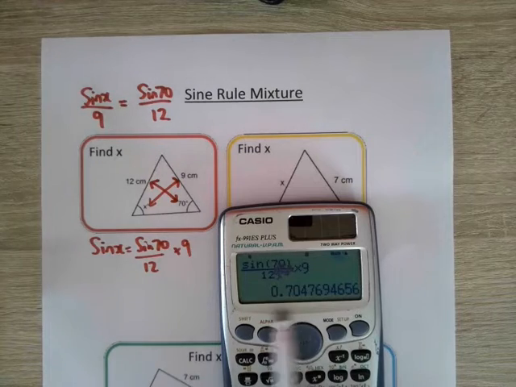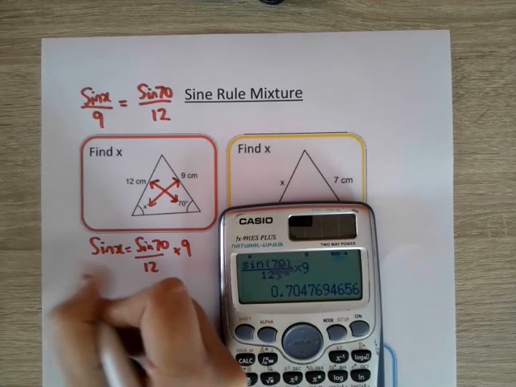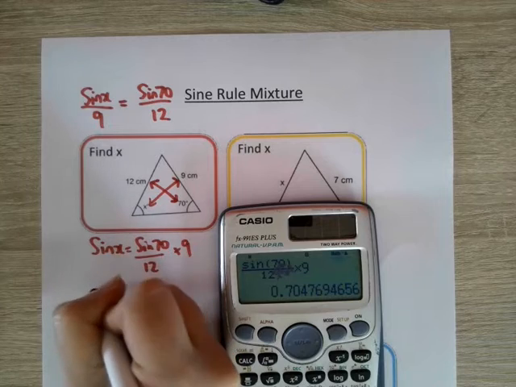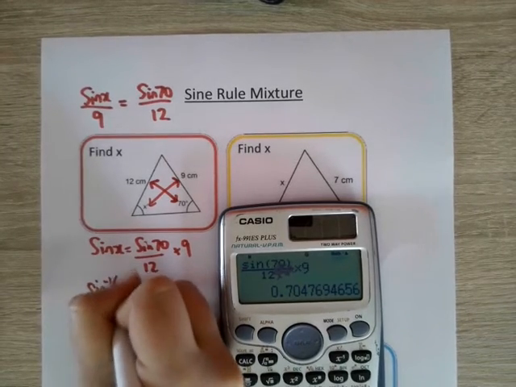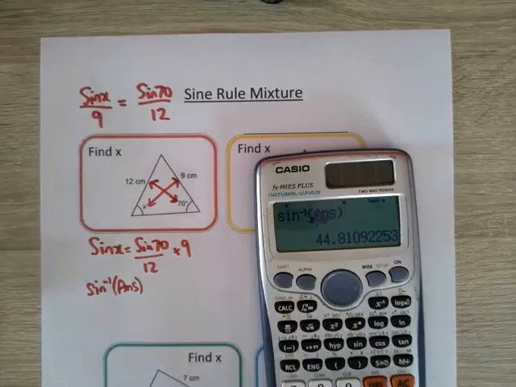So that's very small. It's really unlikely that your angle is going to be that small. So remember, what you've worked out is sine x. We don't want sine x, we want actual x. So to get rid of the sine, we need to do sine to the minus 1 of the answer we've just got. So sine to the minus 1, use your answer button, and then you get 44.8.